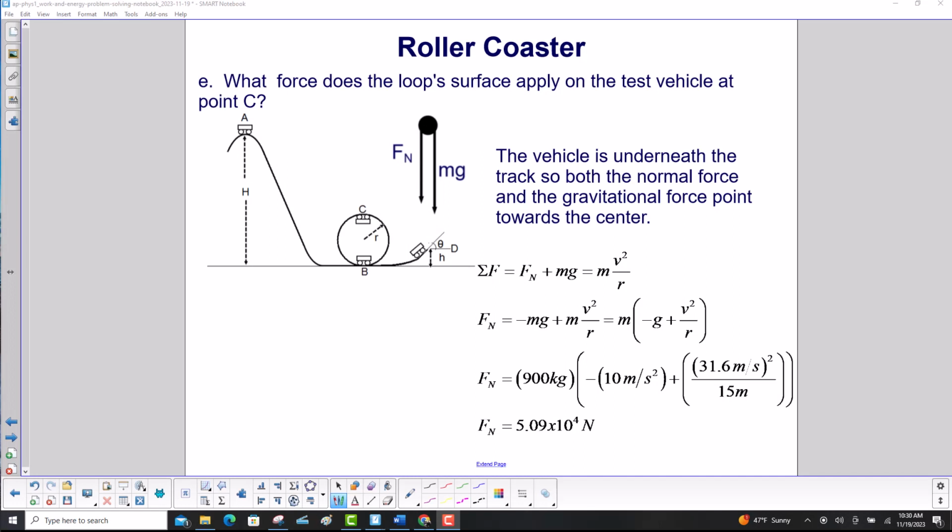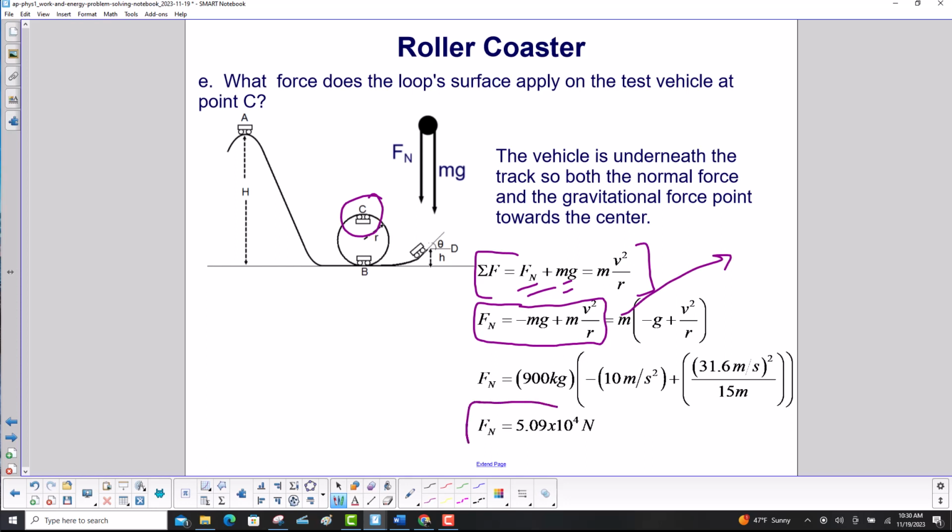What force does the loop surface apply on the test vehicle at point C? The vehicle is underneath the track, so both the normal force and the gravitational force point towards the center. So when we sum our forces up, we have a positive value for both. So the normal force now is going to be minus mg plus mv squared over r. Once again, factor out the m to make it simpler to do the math. Substitute in our values, and we get 5.09 times 10 to the 4th newtons.